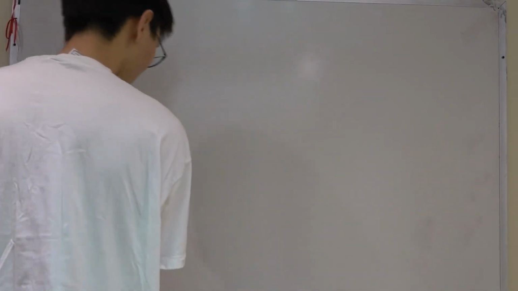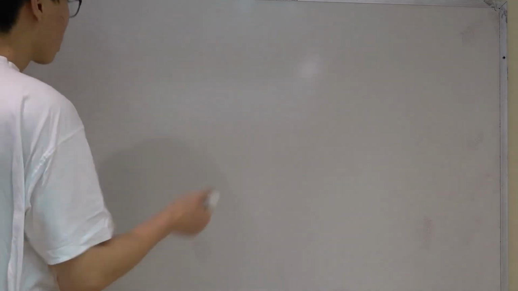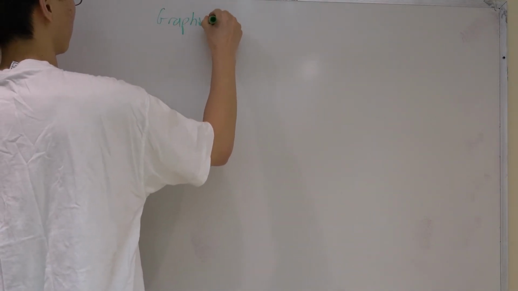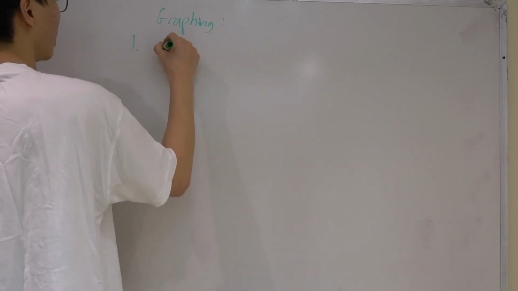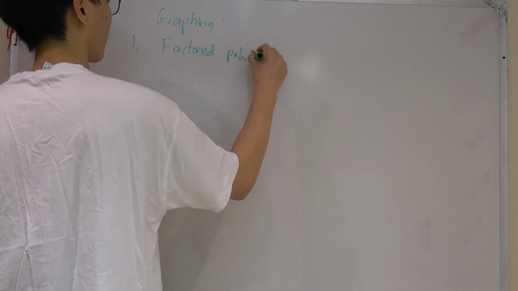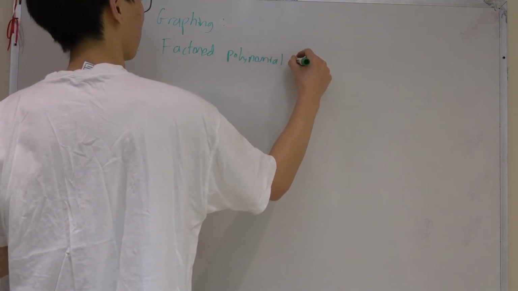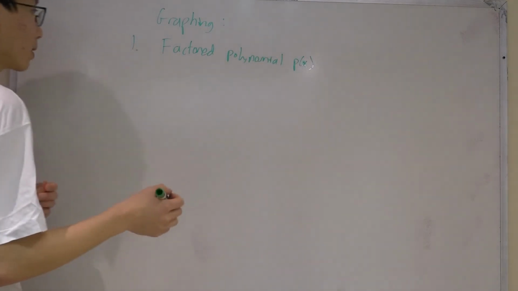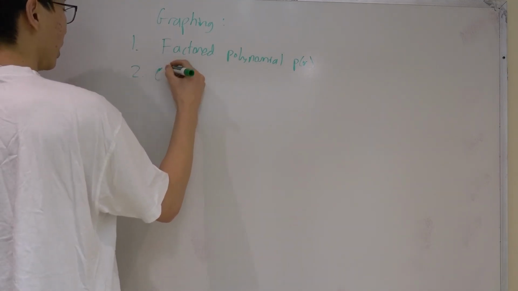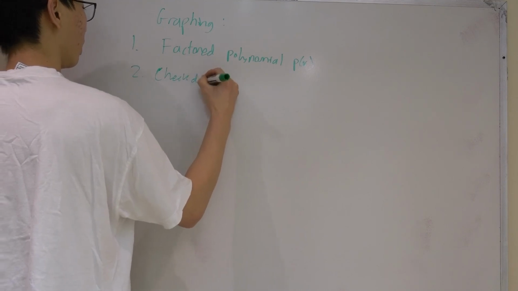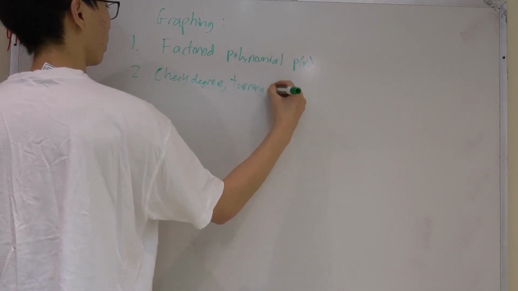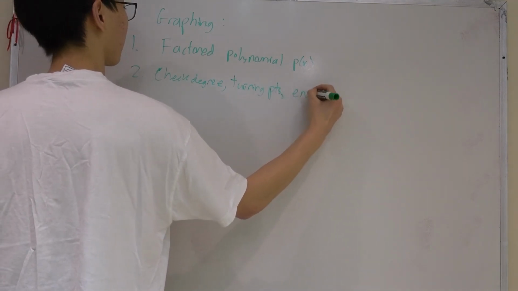So here's the graphing protocol. Graphing. Now you're given a factored form polynomial, P of x, the same polynomial. Then all you have to do is, A, check degree, turning points, and end behavior.